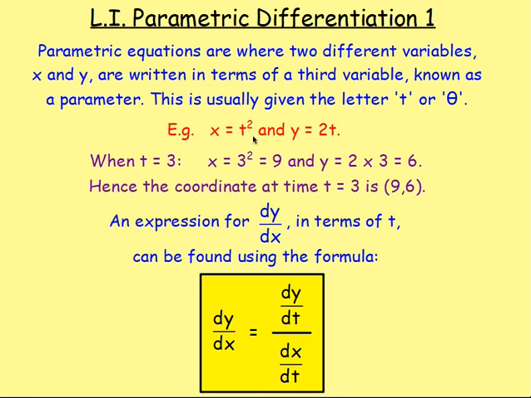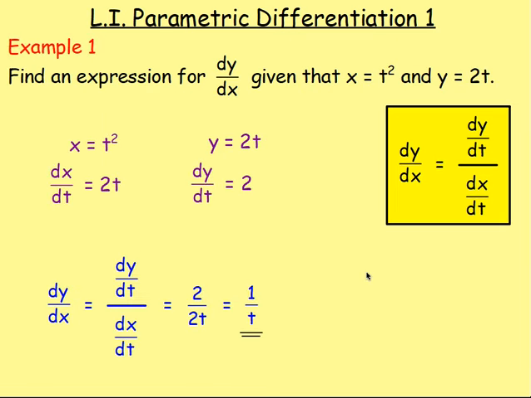If x and y are written in terms of t, to work out dy by dx, what you do is you use this formula here. dy by dx equals dy by dt, so differentiate y with respect to t. Then you would differentiate x with respect to t, dx by dt, and you would divide. So dy by dx equals dy by dt over dx by dt. Some examples there. Here we've got x and y, both of them written in terms of t.